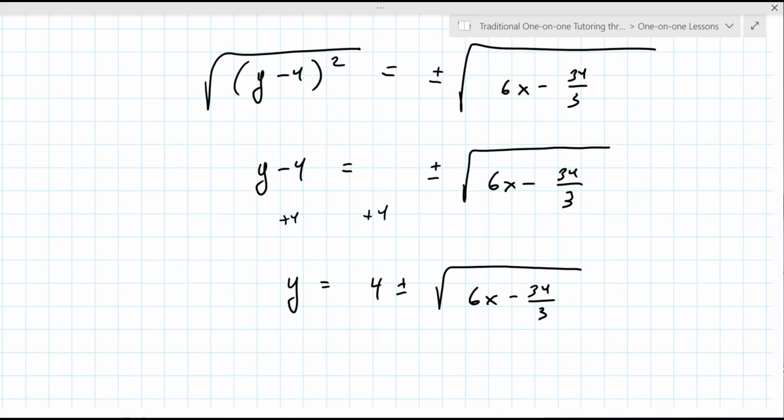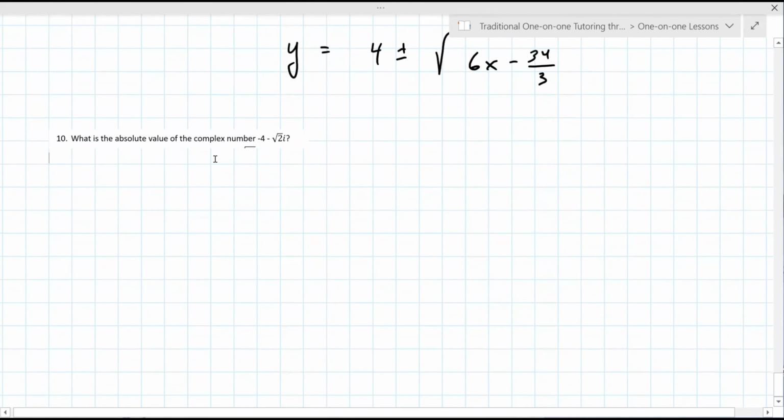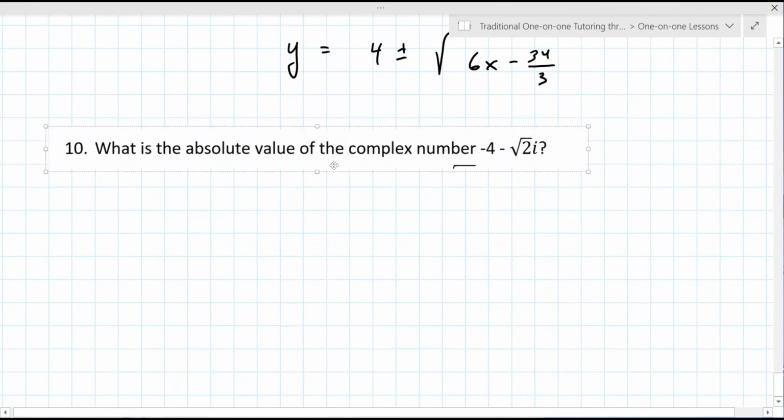All right, number 10 here. What is the absolute value of the complex number? This is not the correct language. It should be asking for the magnitude of it. This really means magnitude.